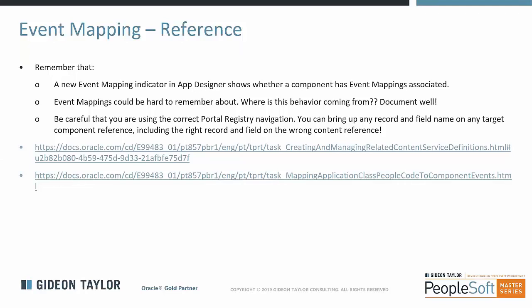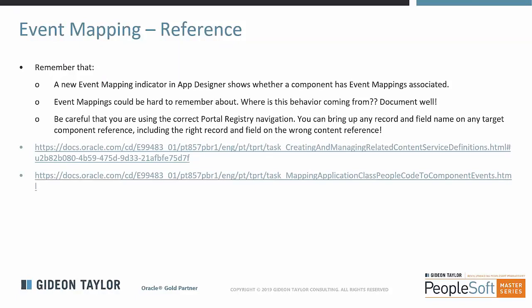Okay, so quick review of event mapping. There is a little indicator in App Designer that shows whether a component has event mappings associated with it. As you can imagine, it would be really easy to lose track of this code and not understand why this weird behavior is happening on your component. The guy who wrote it is gone, and no one knew that he had used event mapping to add this code, and we don't know where this behavior is coming from. It needs to be documented well, and needs to be part of a standard process.